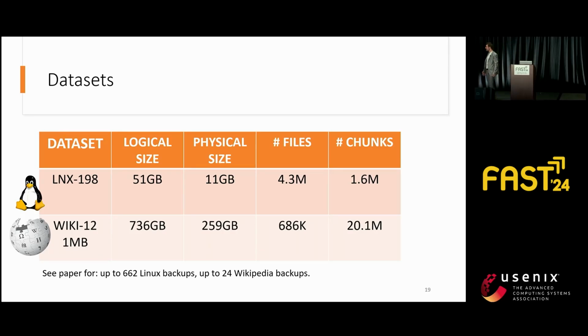How did we evaluate the system? So keyword indexing is textual. We used textual data sets, a couple of Linux versions, and Wikipedia backups, which we split into files because the Wikipedia backups are very, very large. So we split them into files of 1 megabyte each. And we also made sure that there were a lot of versions of the data sets, varying file sizes and varying the duplication ratios.